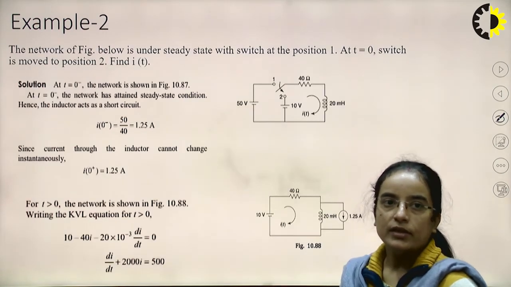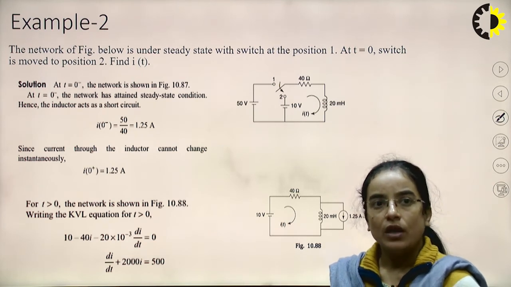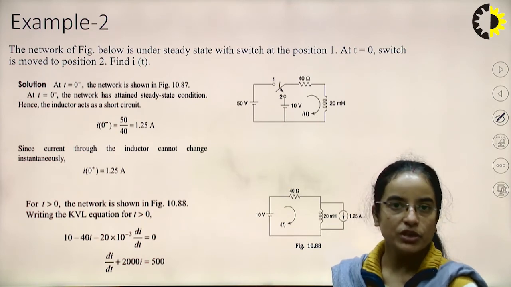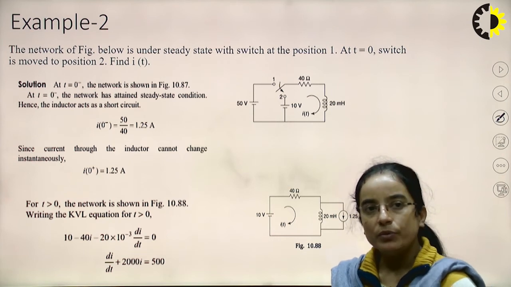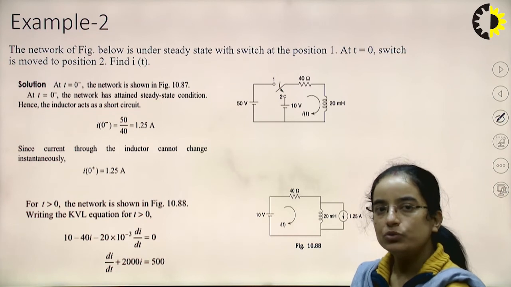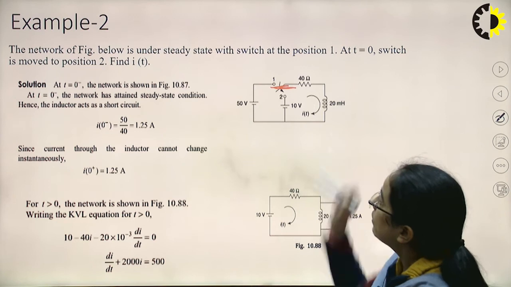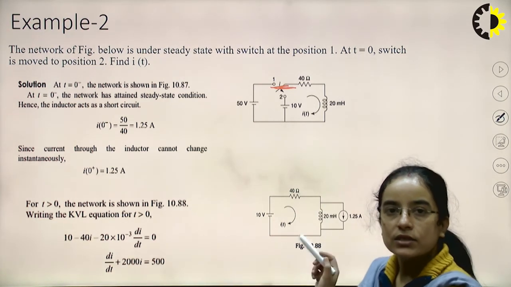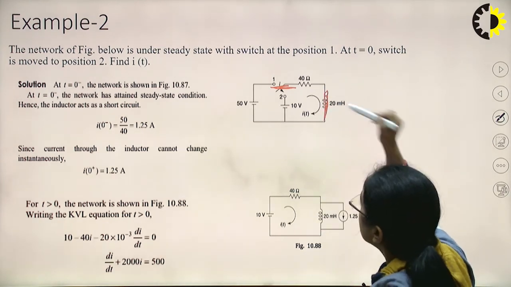So this is the second example. Here also the network was under the steady state condition when the switch was at position 1. At t equal to 0, the switch is moved to position 2, and then what will be the value of the current i(t)? In a similar way, we can find it out. When the switch was at this position, the 10 volt source has no significance, and this inductor will behave as a short circuit in the steady state condition.